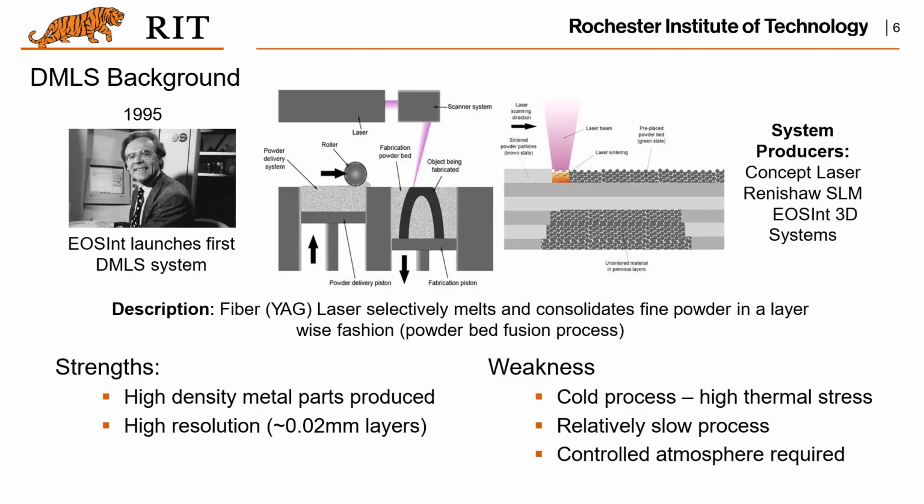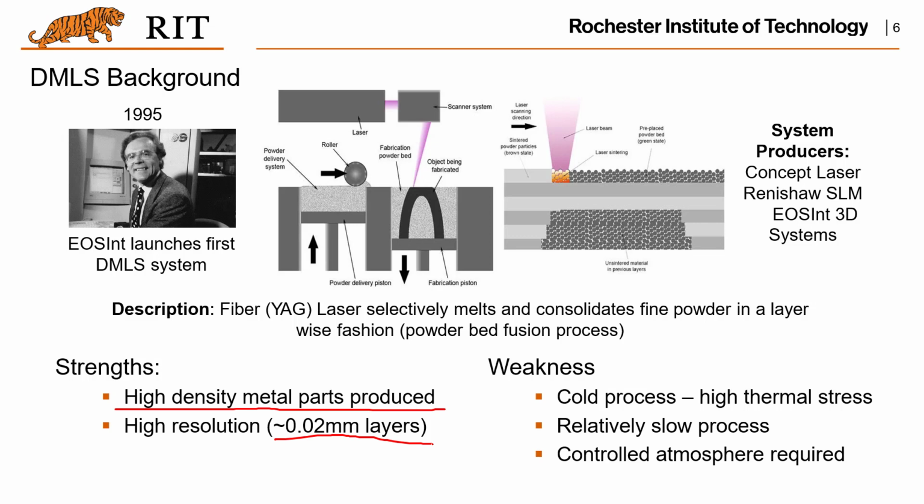Okay, let's continue. So this direct metal laser sintering process was launched by EOS, which is a European company, in 1995. The advantage for this process is the accuracy is really good. Also the density. You can see here it gives you a 20 micron resolution for the part.